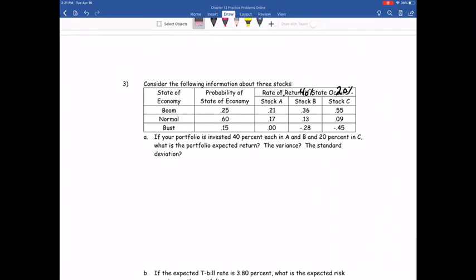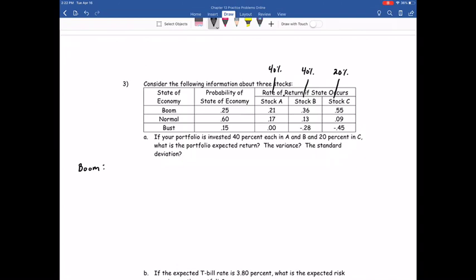Let me just clear this out so we can actually read these values. So 40% in stock A, 40% in stock B, and 20% in stock C. First thing that they want is the expected return, and then we also need the variance and the standard deviation. So before we start to apply the probability of a boom, a normal, or a bust economy, let's calculate what our returns would be in the event that each of these economies occur.